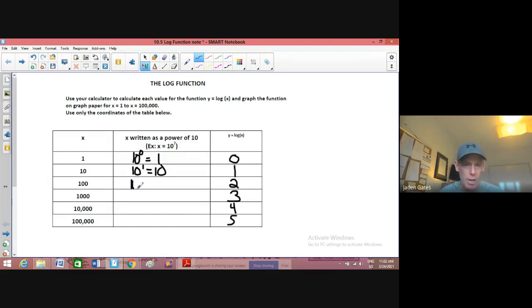And I can keep going here. 10 squared is equal to 100. 10 to the power of 3 is equal to 1,000. 10 to the power of 4, that's where I get my 10,000. And lastly, 10 to the power of 5 is equal to 100,000.